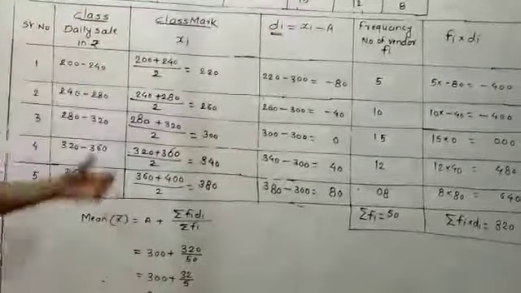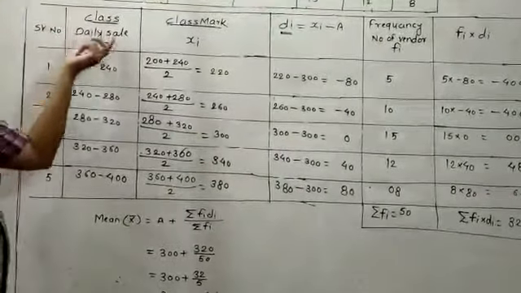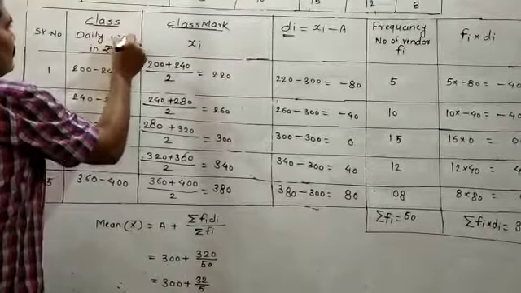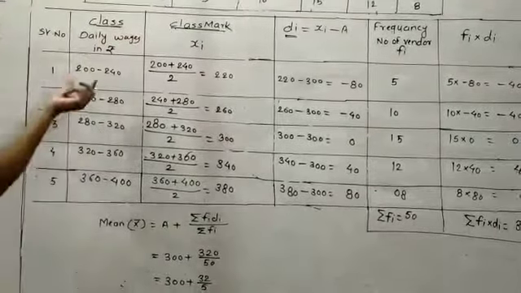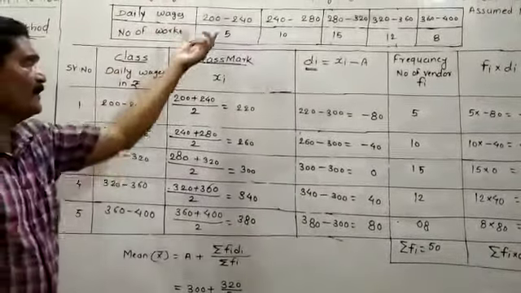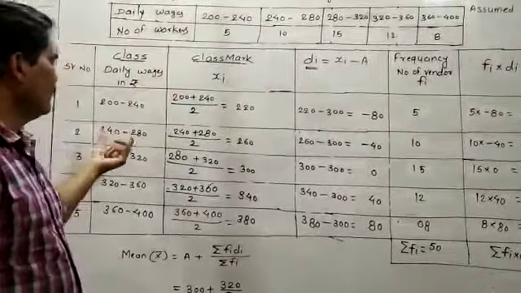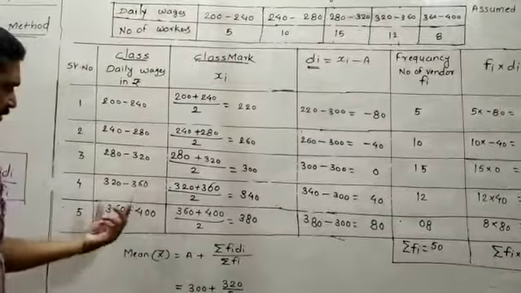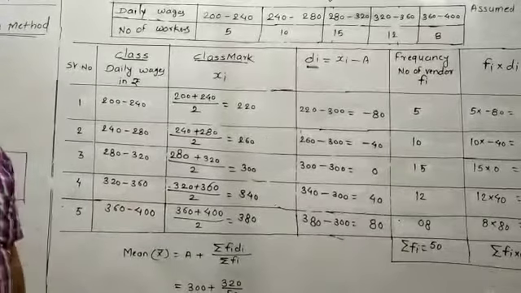So step by step, in the class column you write the daily wages in rupees. I will write all the classes: 200 to 240, 240 to 280, 280 to 320, 320 to 360 and 360 to 400.